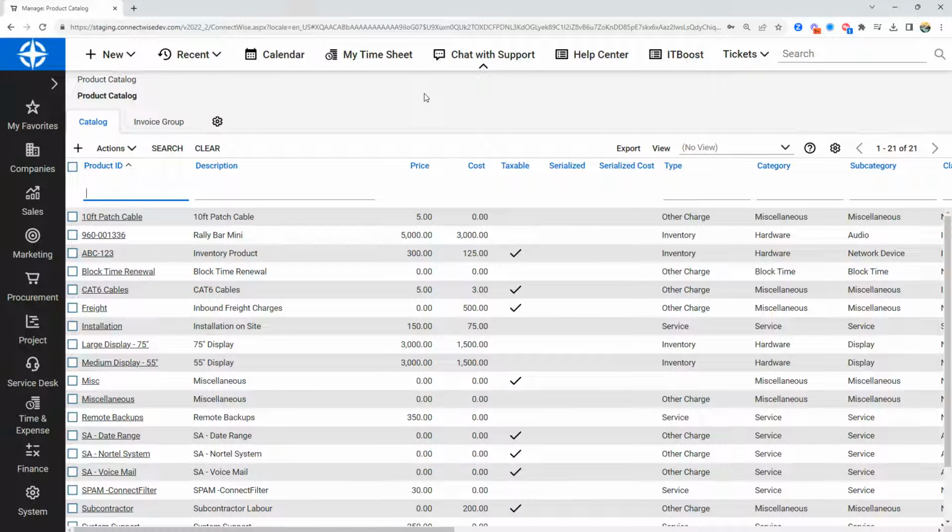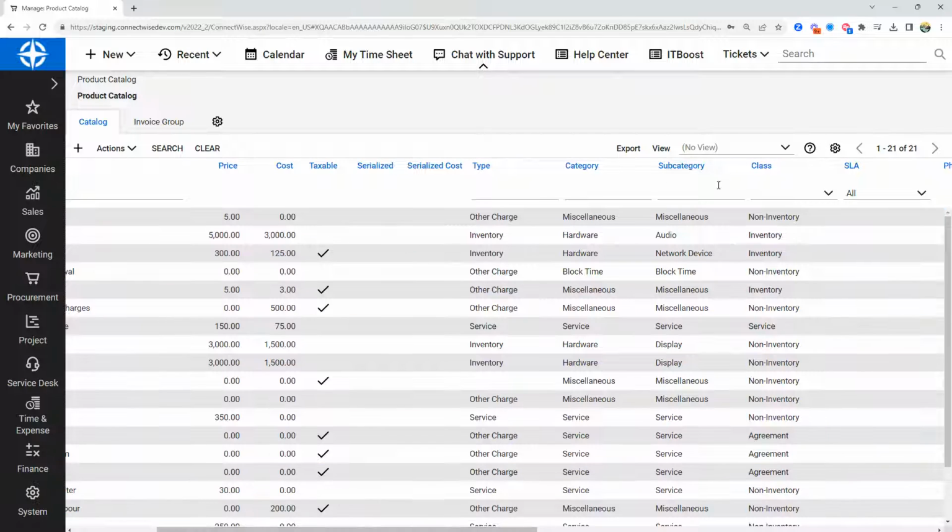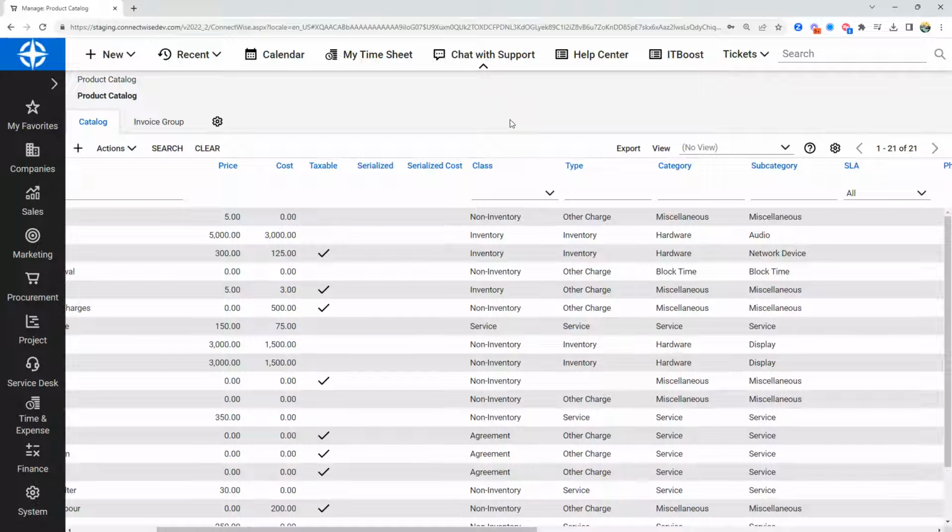And at a very high level, I really just want to talk about class today. So as I look at this, I'm going to scroll over and take a look at my product class. For the purposes of procurement, everything that you need to purchase should be an inventory or a non-inventory class product. Those are the only two types of classes which will allow you to purchase in the system.